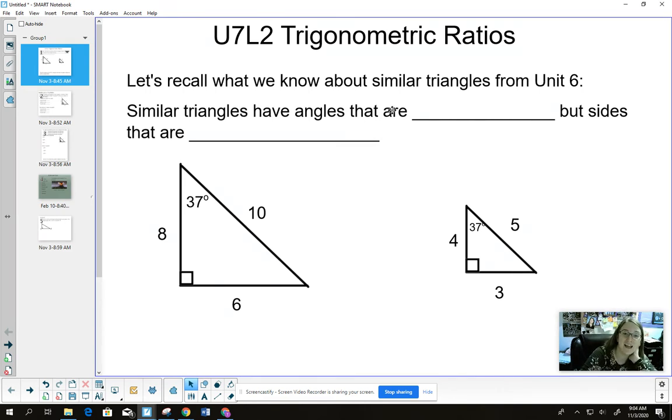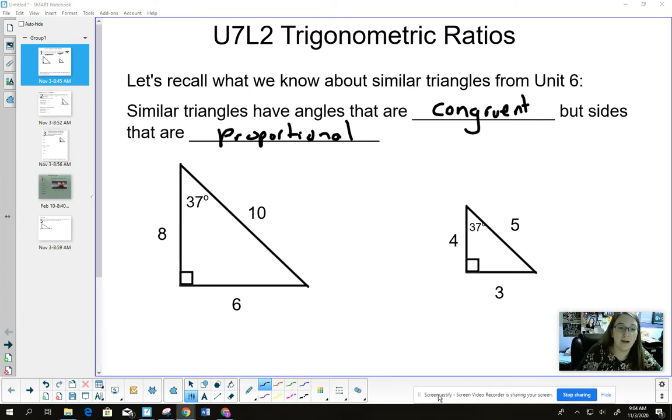Similar triangles have angles that are what? But sides that are what? The angles are congruent, right? Angle-angle postulate, we needed congruent angles, but sides are proportional. So again, what this means is if I have 2 triangles that have all the same angles, they are guaranteed to be similar. And we can see that similarity through the proportions in the sides.